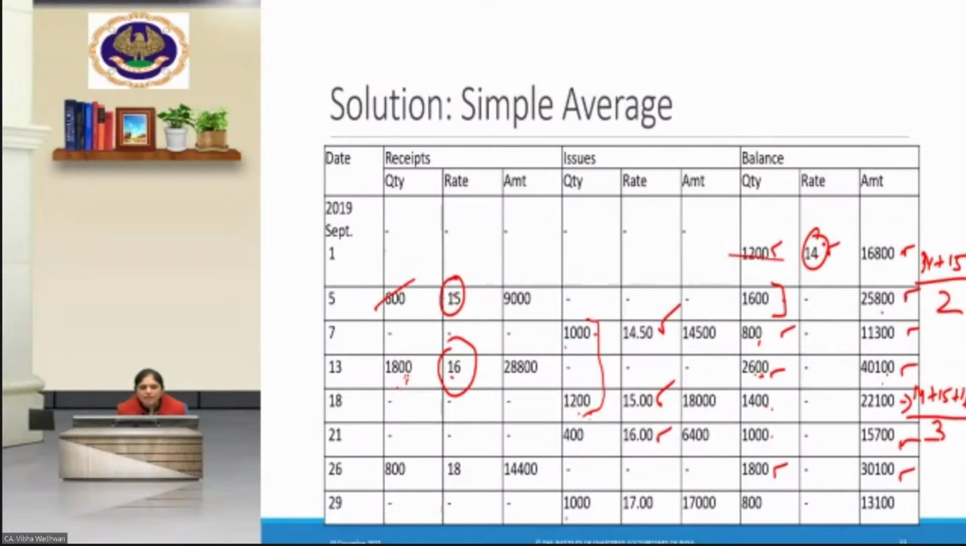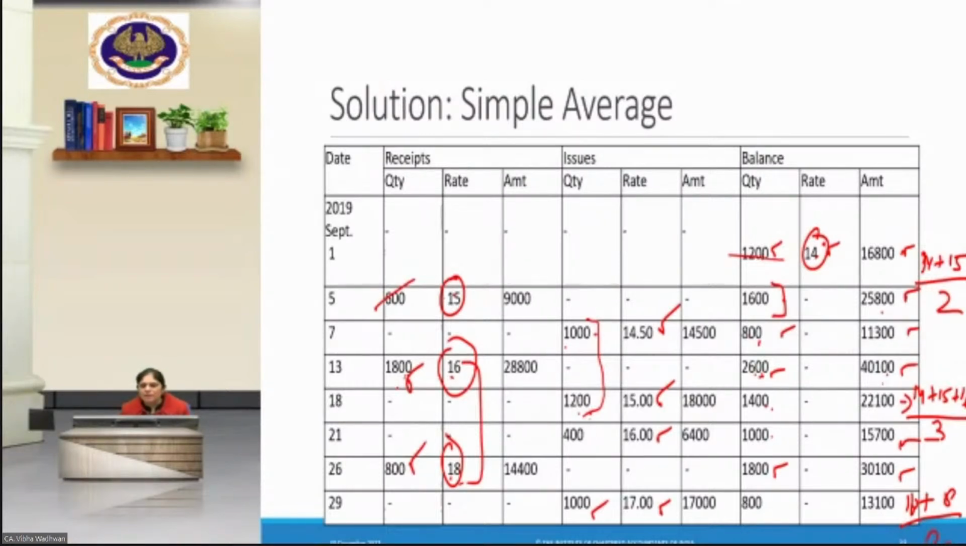Now I have to issue again on 29th of September, 1,000 units. Now which lots are available? This lot is available and this lot is available. So take the average of these two lots. How to take the average? 16 plus 18 divided by 2. I'm taking two lots, 1 and 2. So 17 is the simple average rate. So you have to take the average of those lots which are available. The lots which are exhausted, we will not include their rates. All right. So this is the main thing you have to understand in calculating the simple average rate.